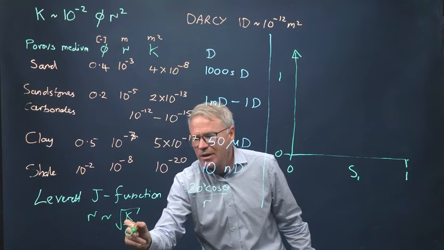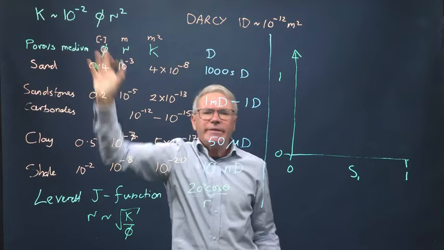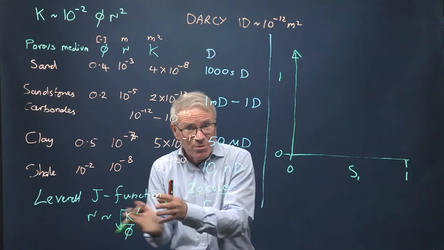Just look at that. Isn't there a 0.1? Well, this is approximately hand-waving. This is just getting the right relation. So if I double porosity or double permeability.